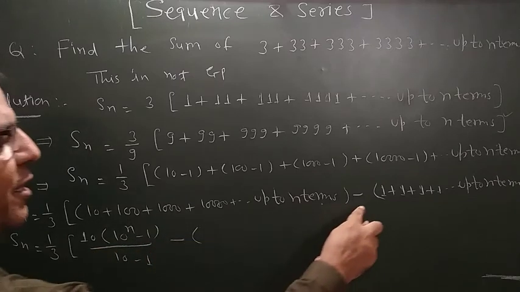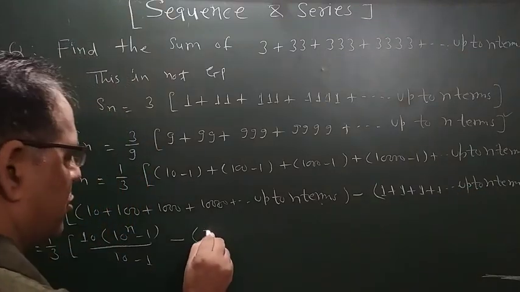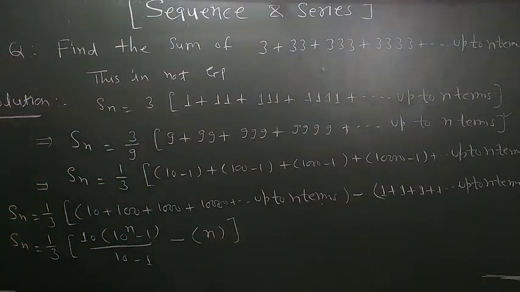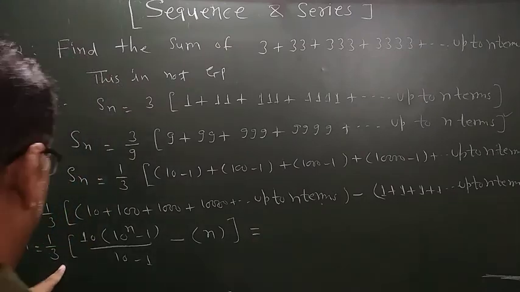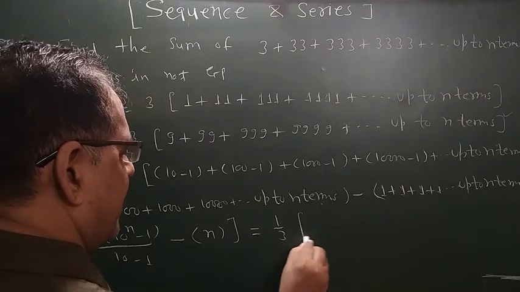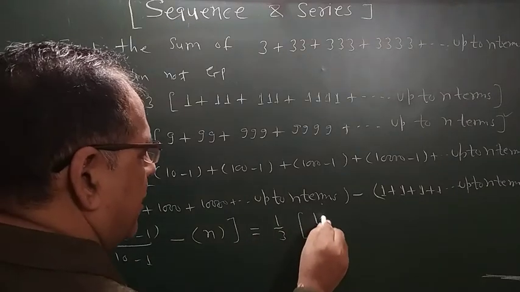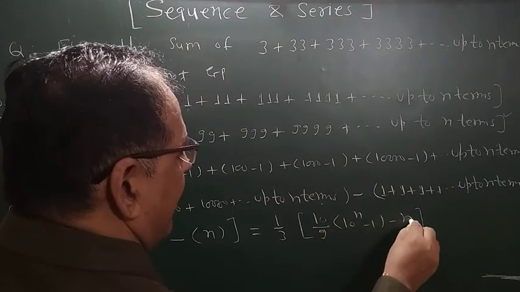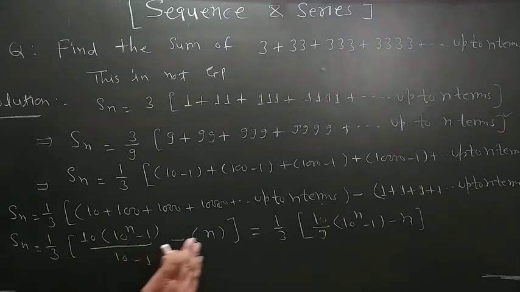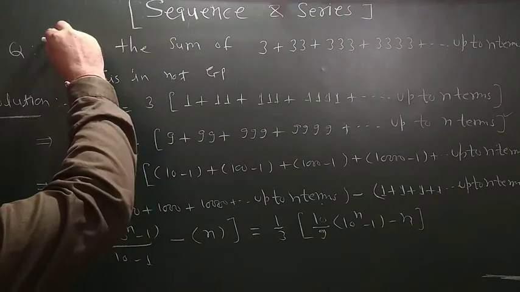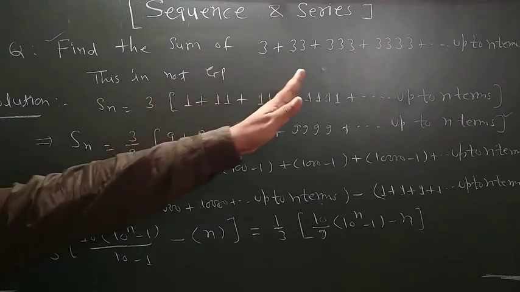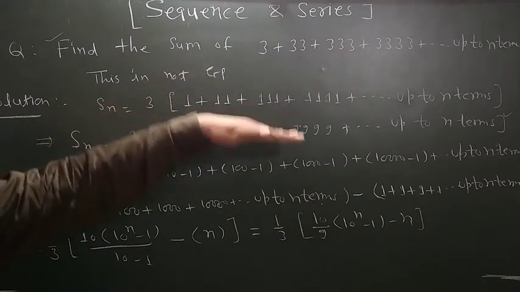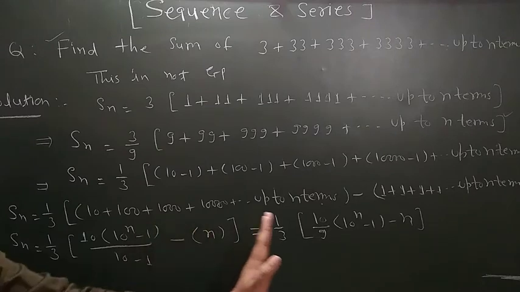Minus, here 1, 1, 1 repeated n times, so this becomes only n. Sum of n terms, after simplifying, we have 1 upon 3 inside the bracket, 10 upon 9 inside the bracket, 10 to the power n minus 1, minus n. So this is the sum of n terms of this sequence, which is not an AP, but first we convert this sequence into GP and finally you can find the sum of the n terms of this GP.